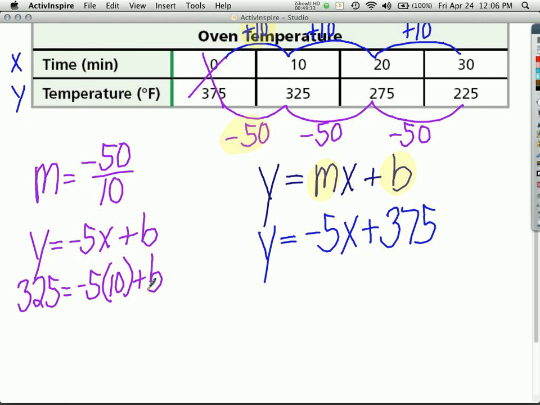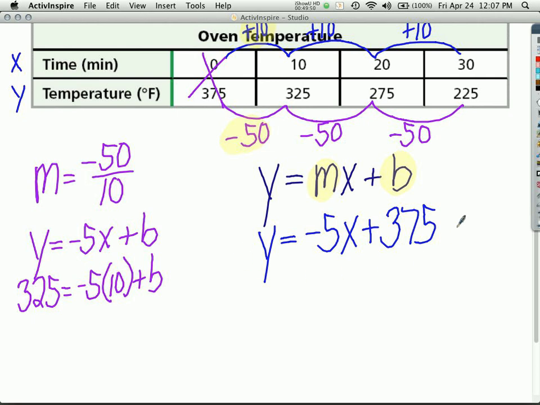What does the answer come out to? What does b equal? Keanis? 375. Comes out to 375. Negative 5 times 10 is negative 50. Add 50 to both sides, you get 375. So we know that we were right.